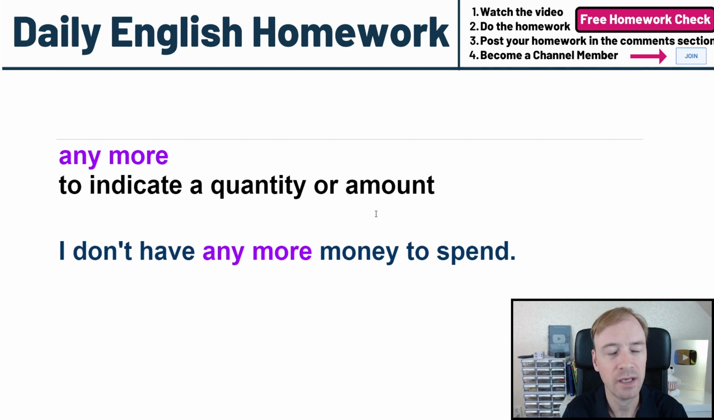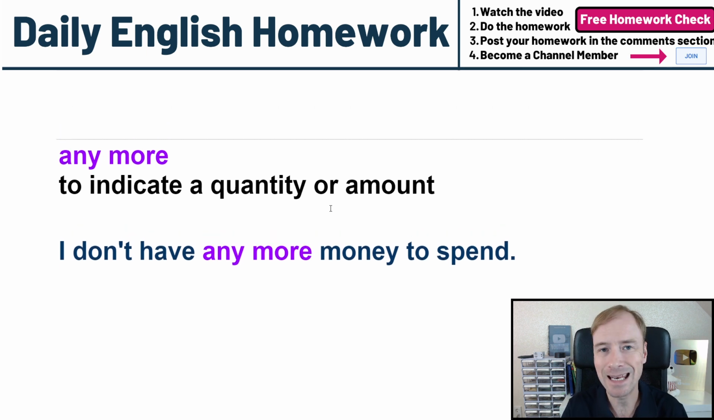Any more as two words. So any more as two words is used to indicate, to show a quantity or an amount. That's very important, and that's an easy way to remember this. Any more, there's two words, so think of that, two. One, two, it's talking about a quantity or an amount.